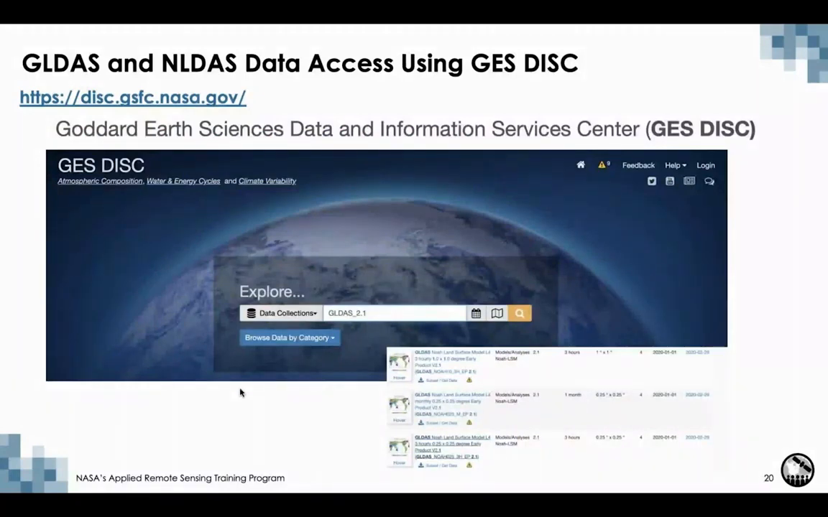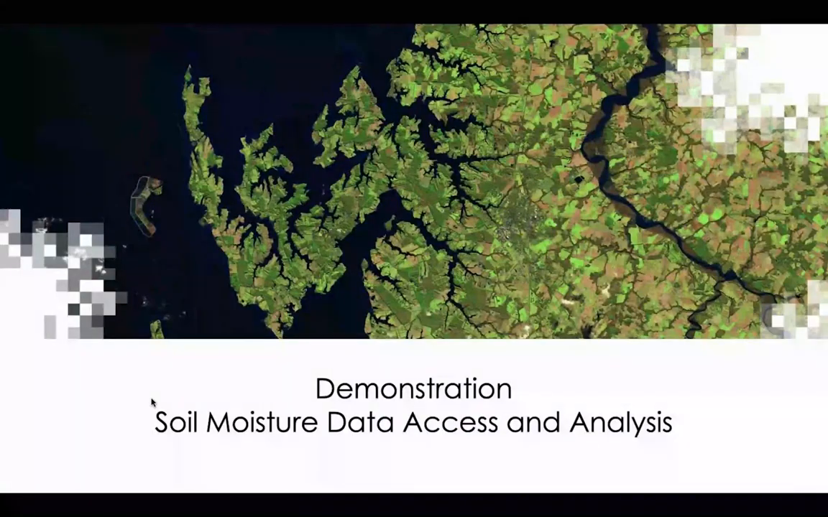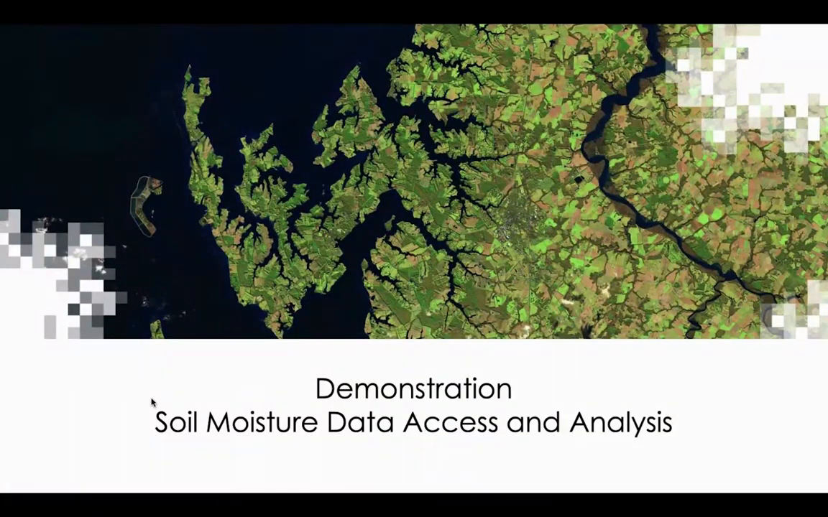Then for bulk access of GLDAS and NLDAS data, we are going to look at this site called Earth Sciences Data Information Services Center, or GES DISC. This also allows spatial and temporal subsetting. Also, one can subset parameters, also choose particular parameters such as soil moisture or ET, and one can then download data by using script or wget and curl, as we will see, to have bulk download in netcdf format so that you can do further analysis with it. So next we will have demonstration of data access.